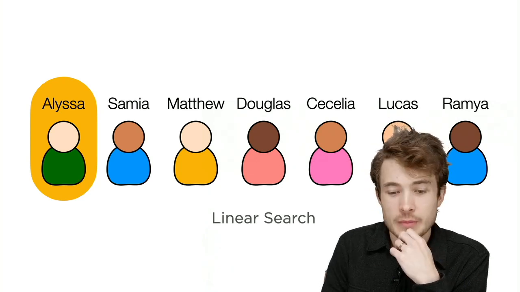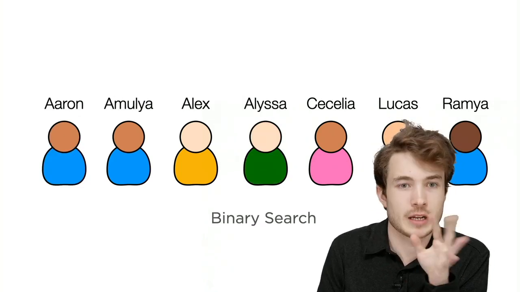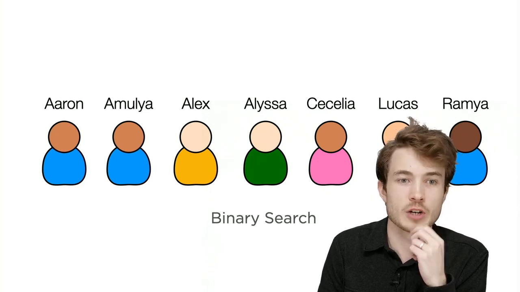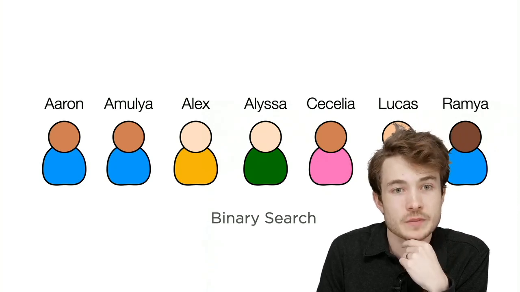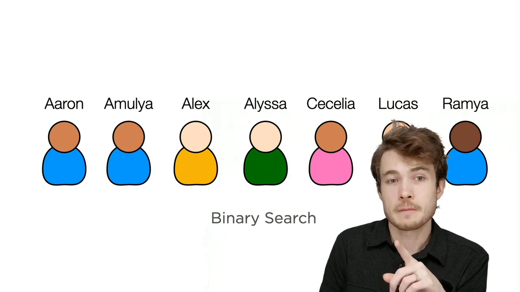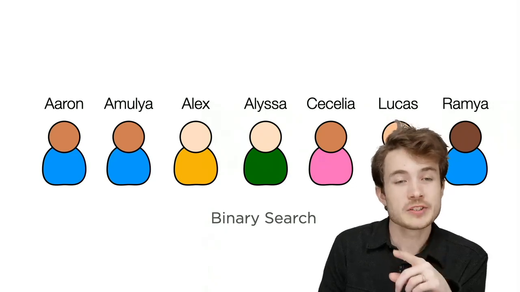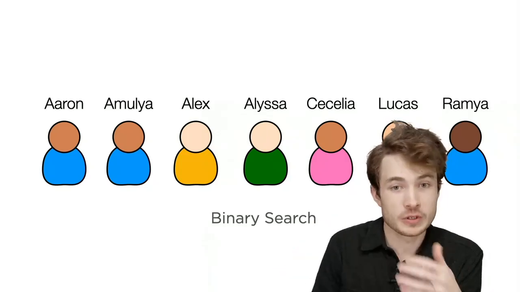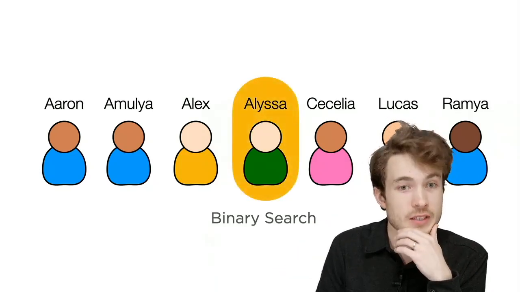And now let's think too about binary search. Let's say we have this input of people. They're kind of shuffled a little bit. We have Aaron, Amelia, Alex, Alyssa, Cecilia, Lucas, and Ramya. And we're doing binary search. We're still looking for Alyssa. If we were to do binary search on this data set, where would we first look? Well, the middle. So it took us only 1 step to find Alyssa here.